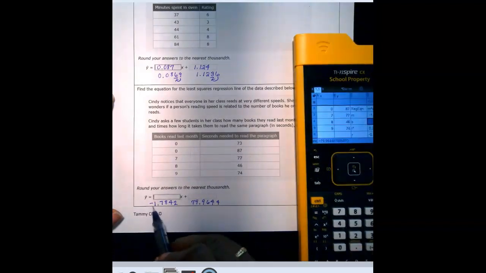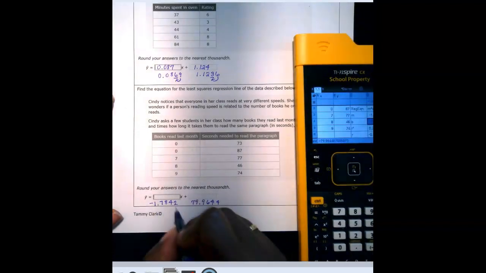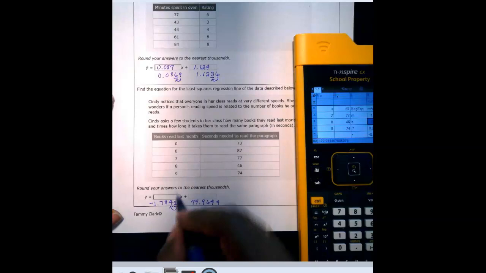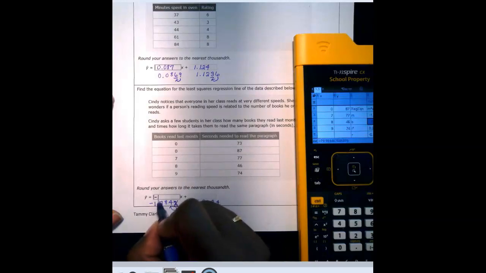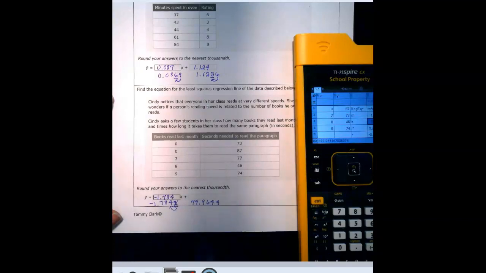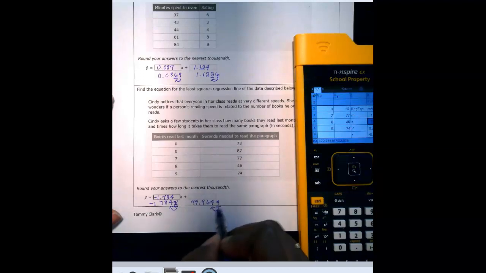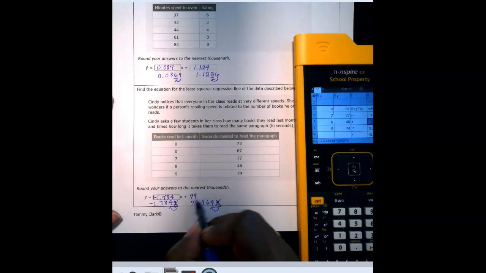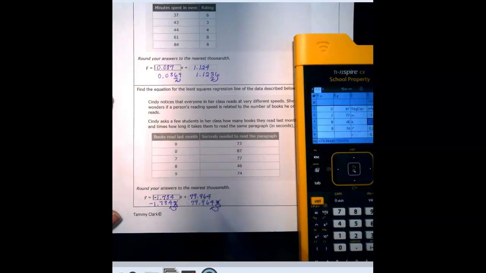So we've got negative 1.7842. We use our 2 to decide what our 4 should be. 2 is less than 4, so we're just going to drop this 2, and we put in negative 1.784. Now here we have 79.9644. We're going to use our 4 to determine what this number should be, and 4 is less than 5, so we're not going to round up, we're just going to drop that 4, and we've got 79.964.